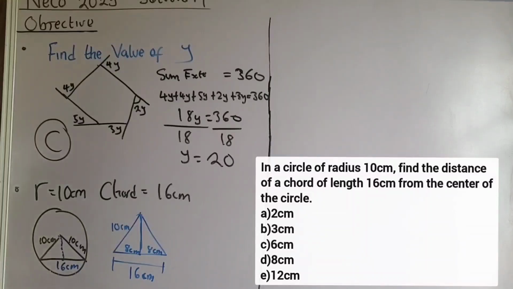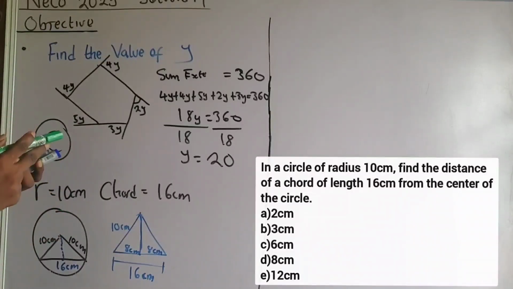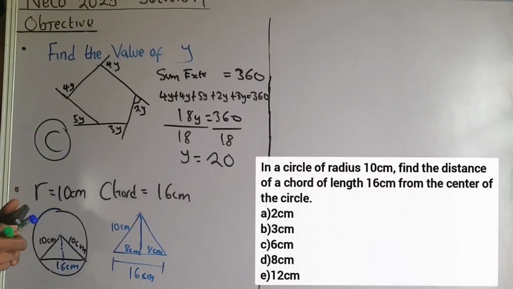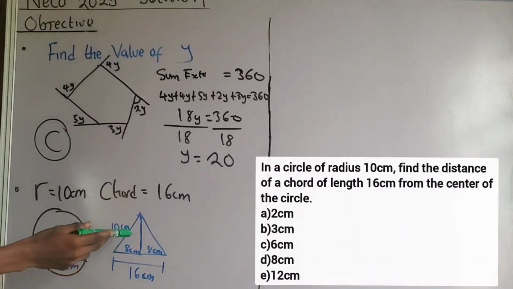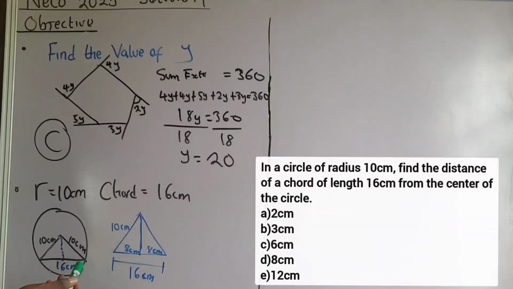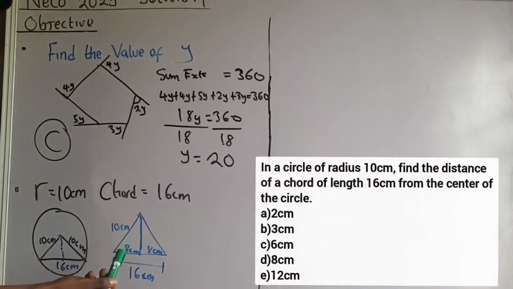We are given that in a circle, the radius is 10 centimeter. And we are asked to find the distance of the chord of length 16 centimeter from the center of the circle. So the chord is here. The distance of the chord from the center of the circle is what we are looking for. Since the length of the chord is 16 centimeter, I bring out this triangle. The distance of the chord from the center, I represent as this line. The line cuts the chord into 2 equal parts, and because the chord is 16 centimeter, half of it will be 8 centimeter.